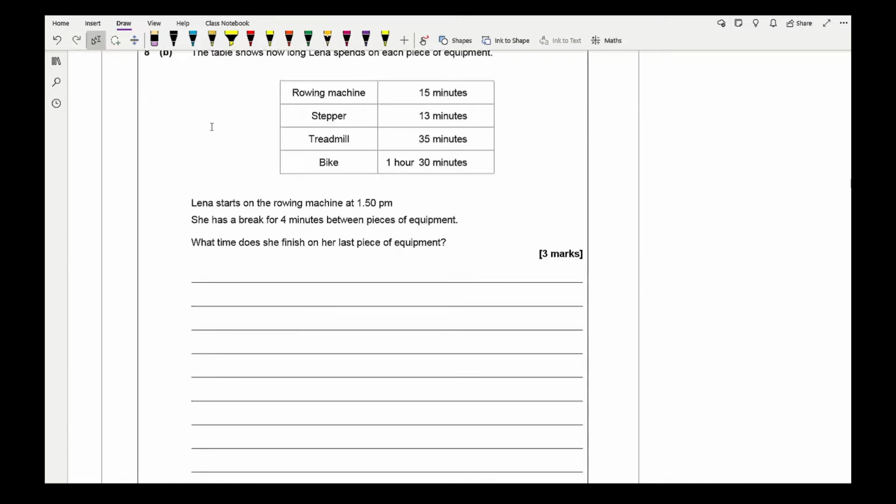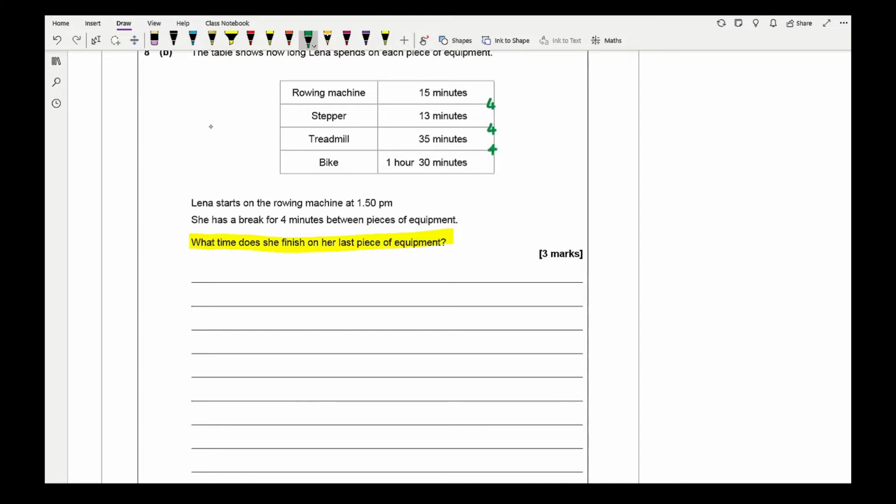Now, depending on how you wanted to work with this, it's entirely up to you. The question is asking us what time does she finish. So that's really, really important. So what we need to do is start at 1:50, and there's several ways in which you could do this. You can work out the total amount she's going to spend with those 4 minutes in between. So let's just add those 4 minutes. So 4, 4, and 4.